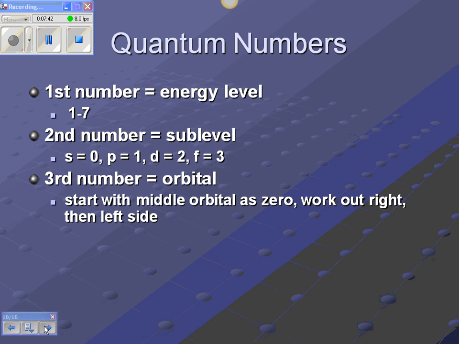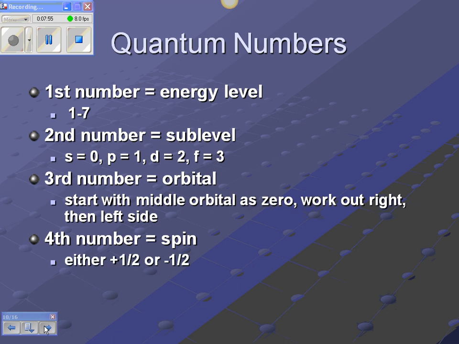Then we number the orbitals. Keep in mind when we're drawing out our orbital diagram first, then we're assigning the middle orbital as 0, work out to the right, then to the left side, and I'll show you what that looks like. The fourth number is the spin. It's either going to be going clockwise, which is a positive 1/2, or a negative 1/2.